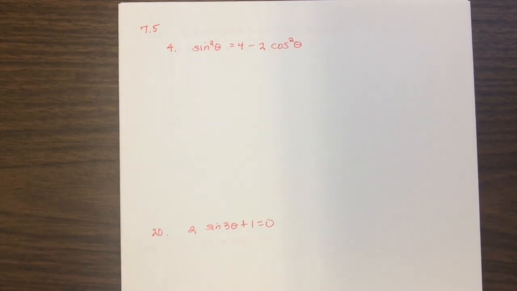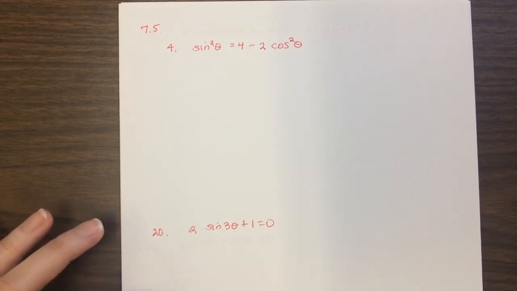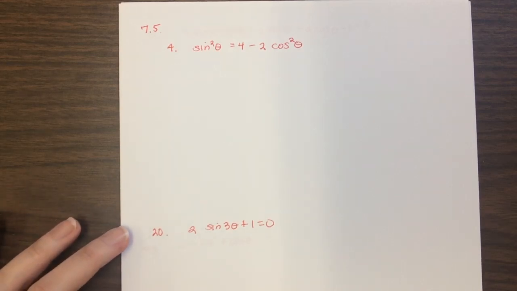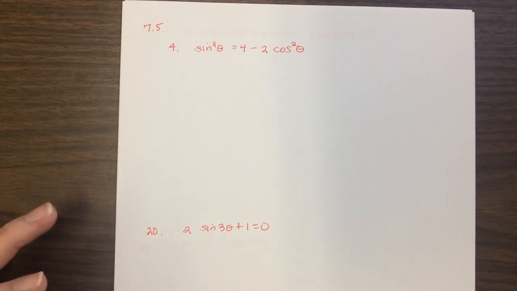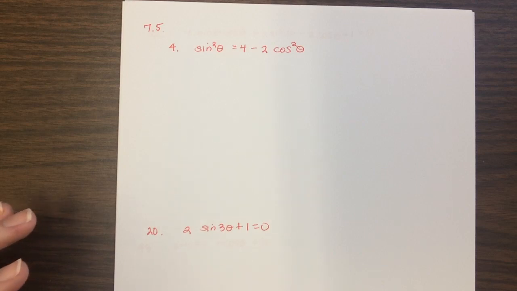Alright, we're going to do some more equations, and these are from section 7.5. The directions will tell you whether to give all solutions or the solutions between 0 and 360, or 0 and 2 pi, whatever it asks for. It also gives you little hints within the instructions about how to solve them. So they'll say use your identities, your Pythagorean identities, or use the double angle, whatever.